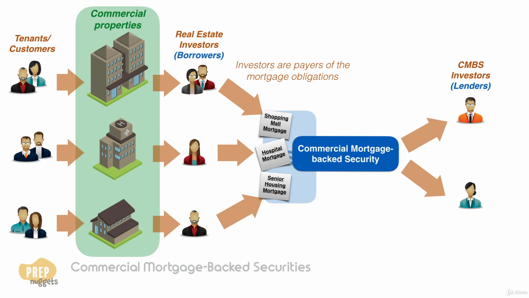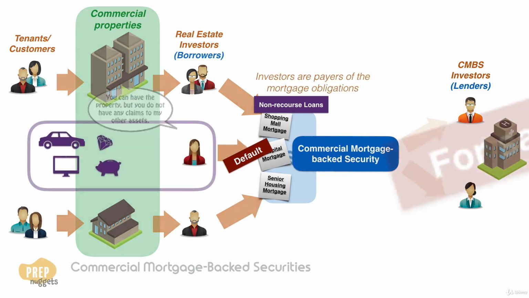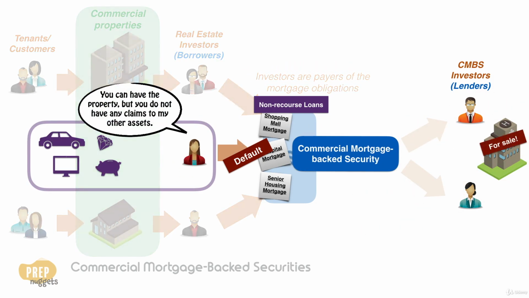CMBS mortgages are structured as non-recourse loans. This means that if there's a default, the lenders have no claim on the borrower's assets other than the collateral property itself. If the liquidation value of the property is insufficient to cover the outstanding loan, the lenders bear the shortfall loss.